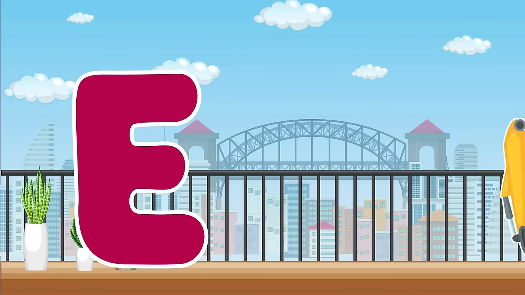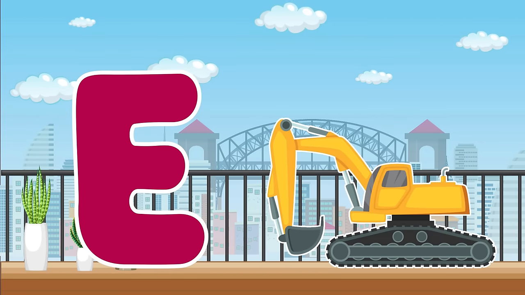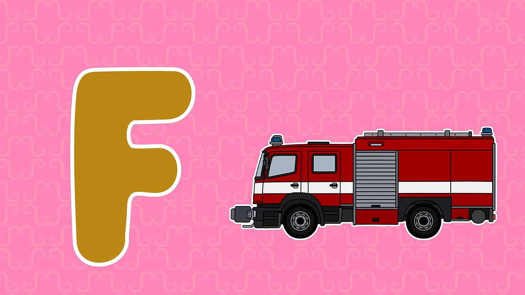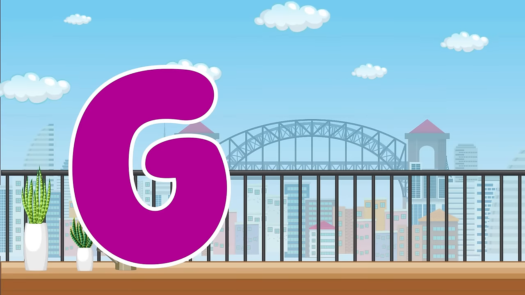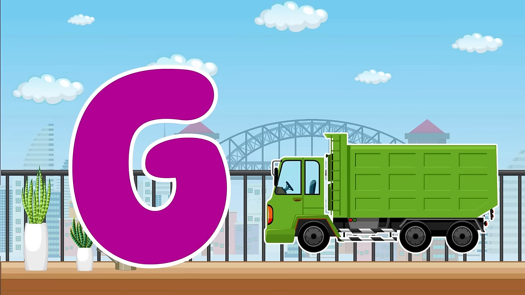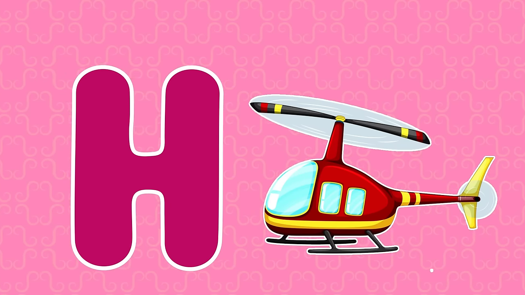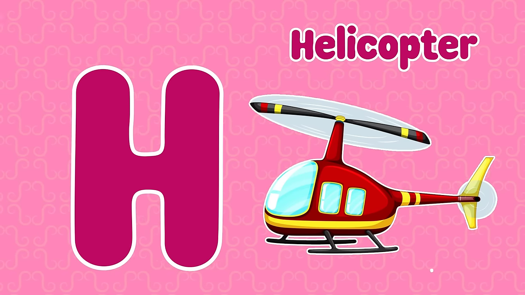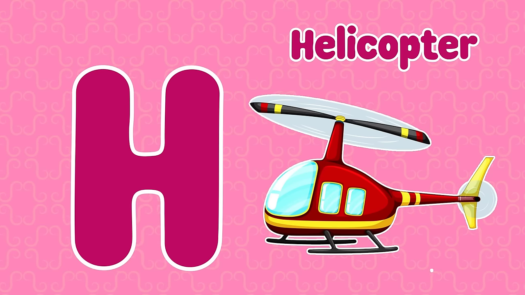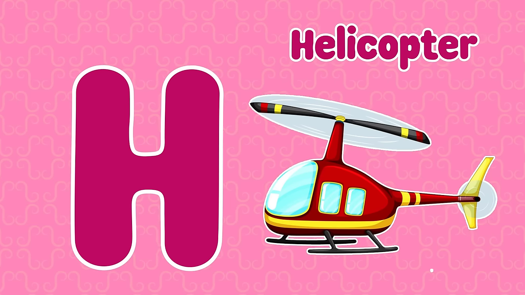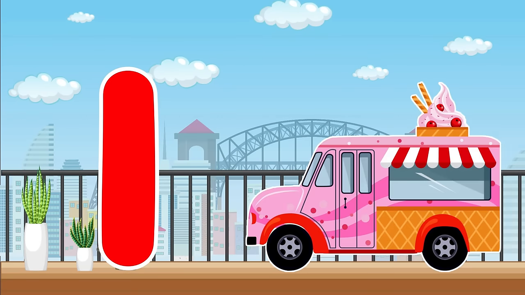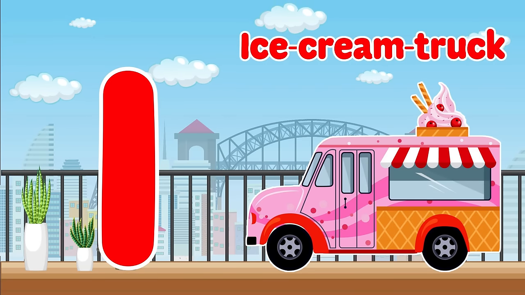E is for excavator. E, e, excavator. F is for fire truck. F, f, fire truck. G is for garbage truck. G, g, garbage truck. H is for helicopter. H, h, helicopter. I is for ice cream truck. I, i, ice cream truck.